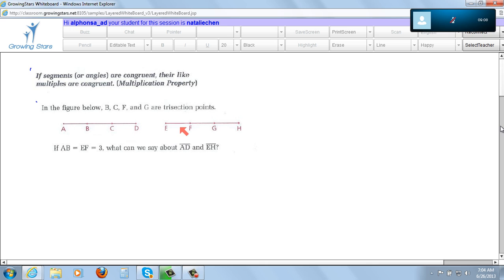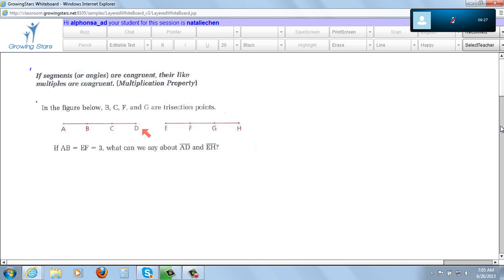Can you see in the figure, F and G are in this segment between two parallel lines, and one transversal. Correct? B and C are trisecting the segment AD, and these two lines are parallel lines. What do you mean by trisecting the segment?